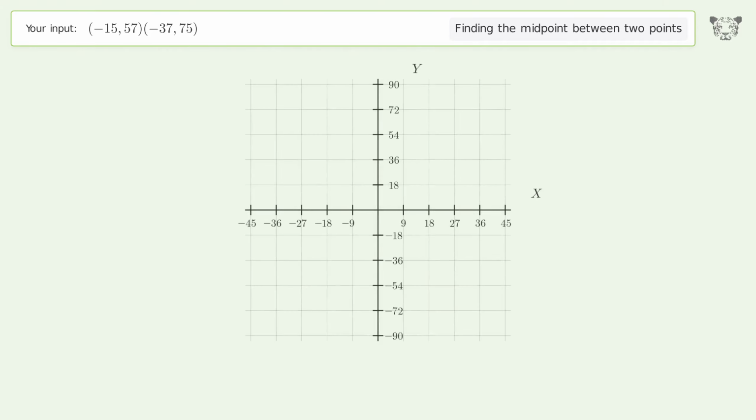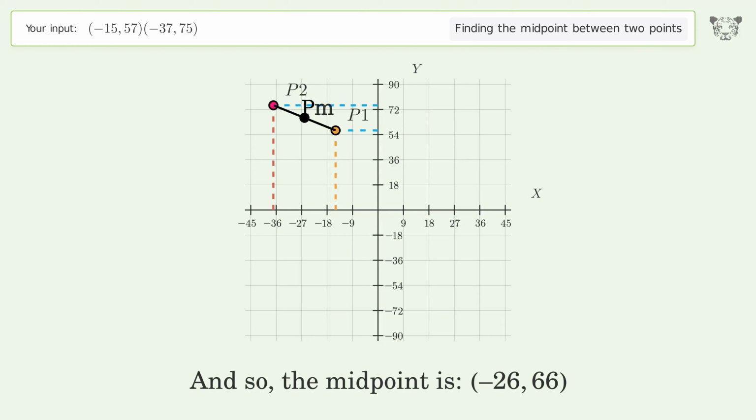And so, the midpoint is negative 26, 66.